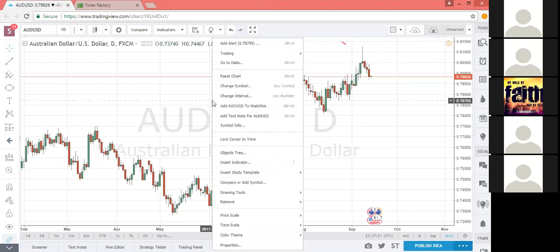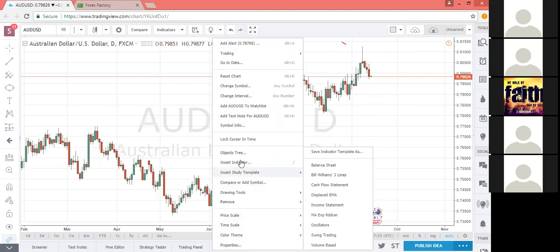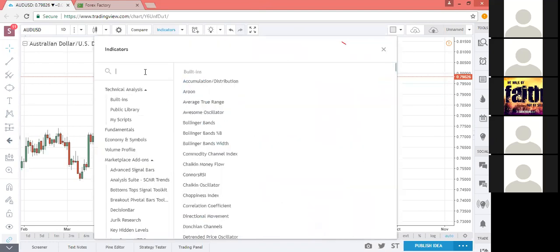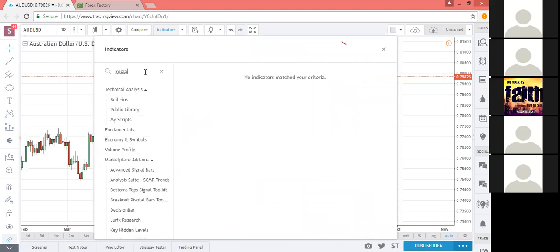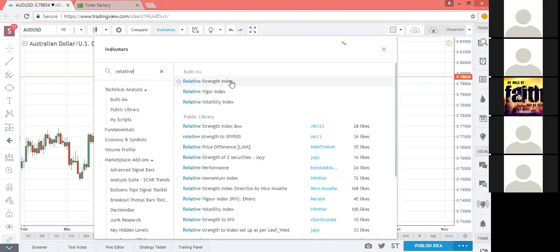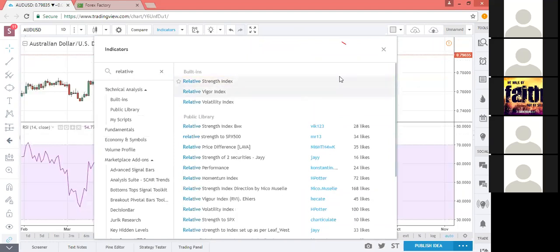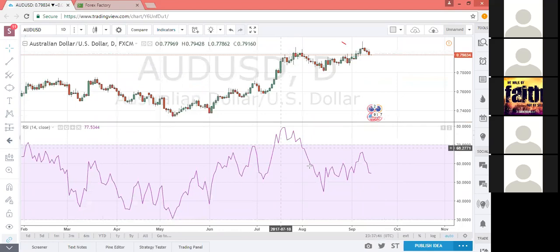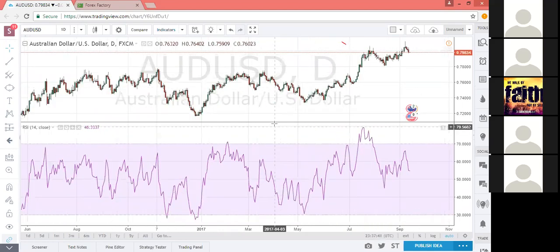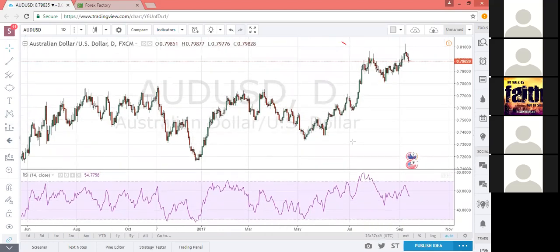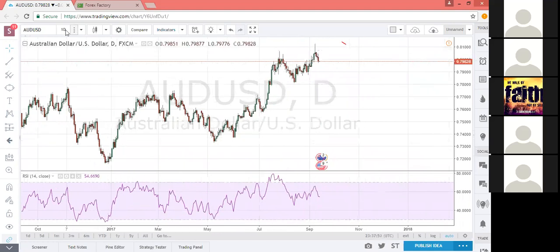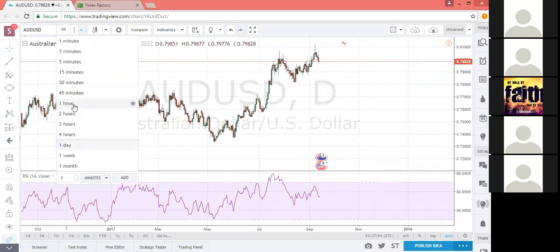So to add it to the chart, just right click on any area, click on insert indicator, and in the search bar at the top, type in relative, and you'll see the relative strength index. All right, when you click on it, it should pop up on the screen. Let's bring it down a bit. I'll go back down to a 1 hour time frame.